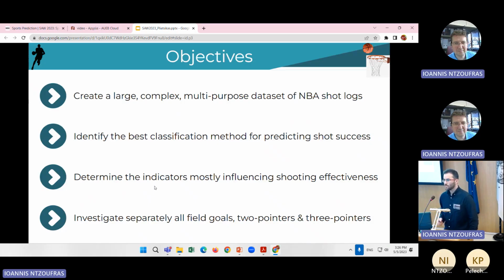Okay, the main limitations faced in previous studies that attempt to predict shot success were related to the data used in their analysis. In this regard, we decided to create a large dataset from an entire NBA season and with many features extracted from various data sources, thus enabling the multi-purpose usage of our data. Our main goal is to identify the best classification method for predicting shot success. During this quest, we also gained insights regarding the factors affecting shooting effectiveness. Our research was initially conducted for all types of field goals, and then we focused on 2-point and 3-point shots.